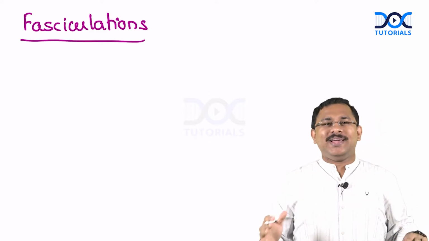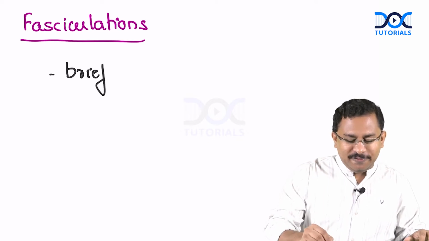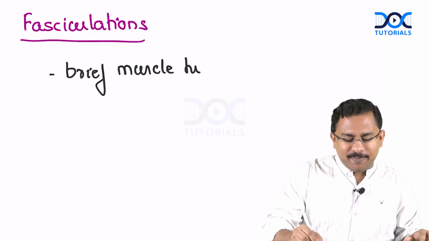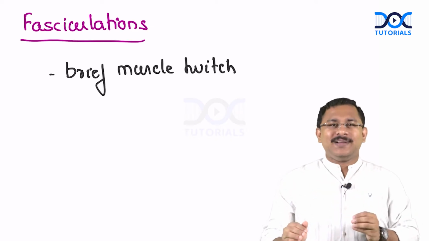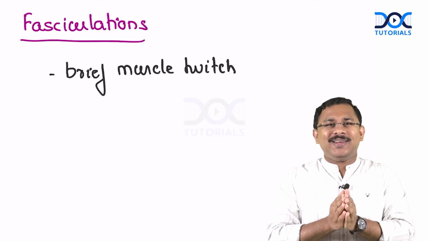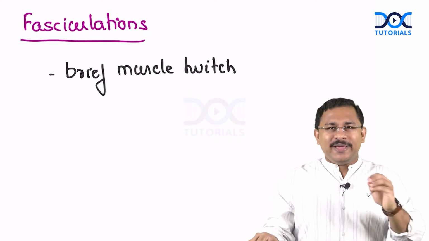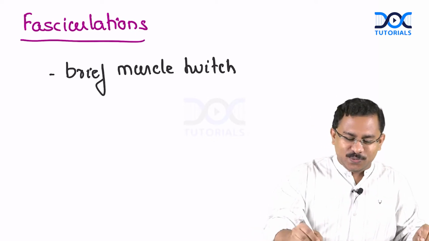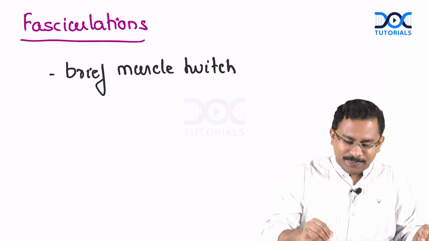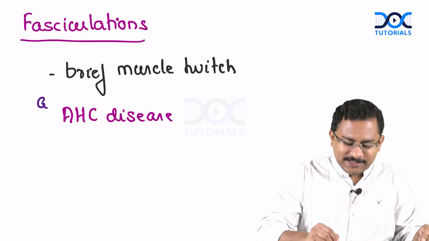The term fasciculation refers to a brief muscle twitch, and this brief muscle twitch is produced by spontaneous firing of a motor unit. So you have a spontaneous firing of a motor unit leading on to a brief muscle twitch, and that is what is called fasciculations. Very importantly, please understand fasciculations are classically associated with anterior horn cell disease. They are characteristically associated with anterior horn cell disease. Very important.